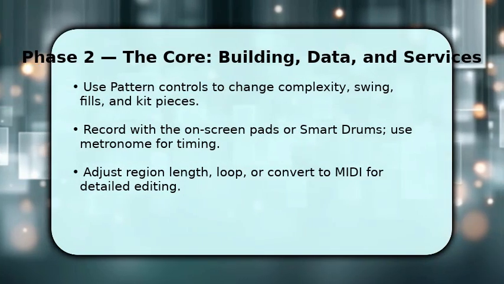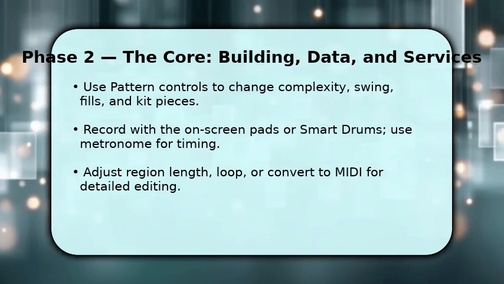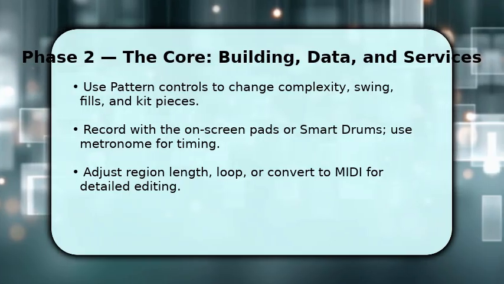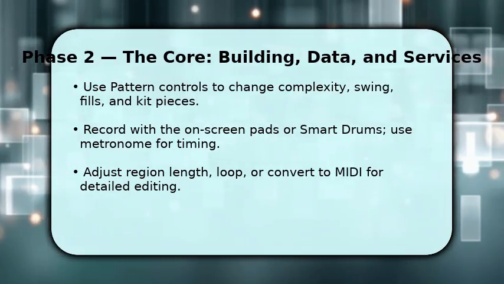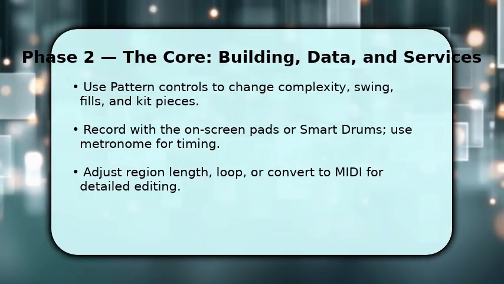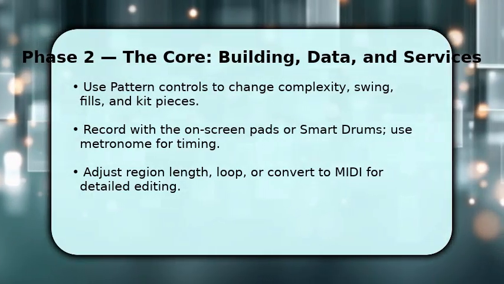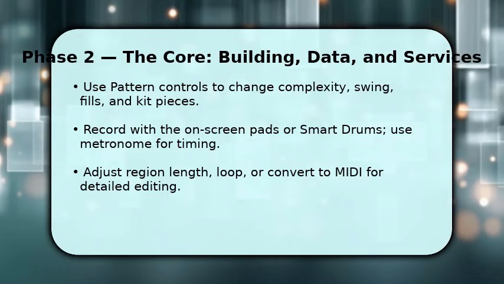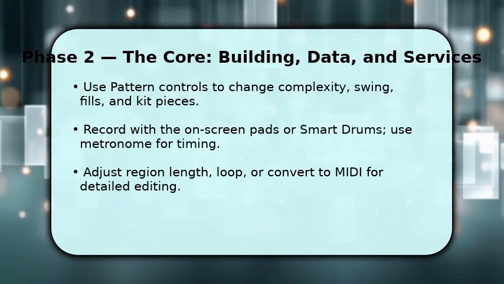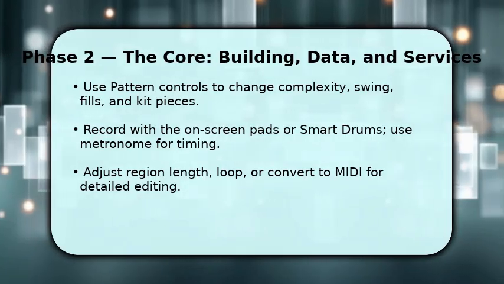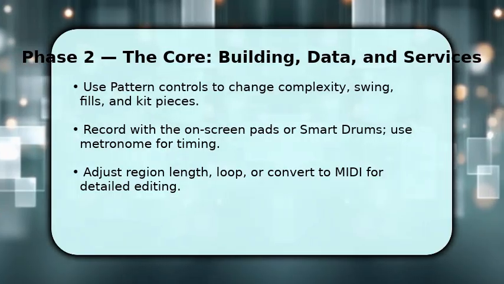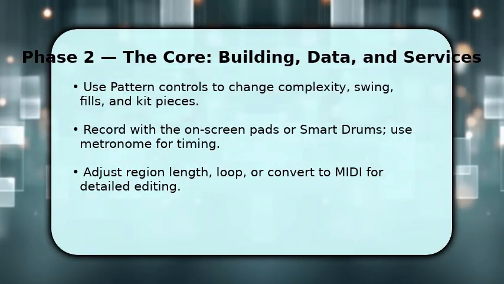Now you customize and record. You can tweak the drummer's complexity, swing and fills, or hit the drum pads for manual takes. Use smart drums for quick arrangement or record in real time with the metronome engaged, because consistent timing matters. After recording, trim or extend the region and loop it to test ideas. If you need precision, convert the region to MIDI so you can edit individual hits, velocities, and replace kit sounds. This gives full control over the performance.